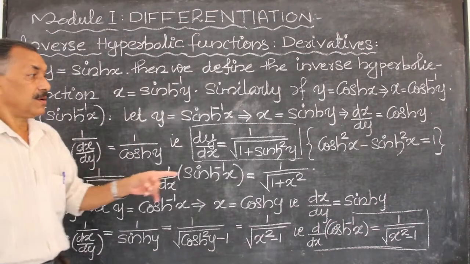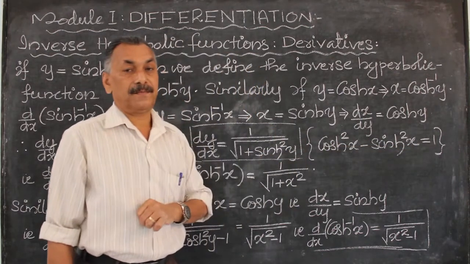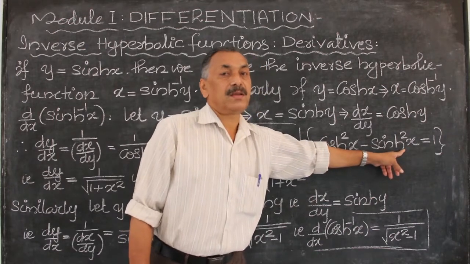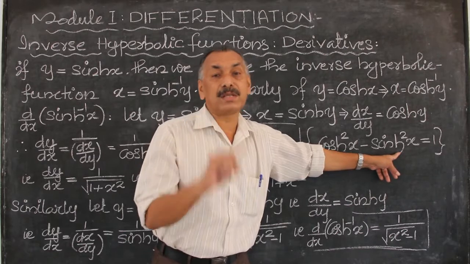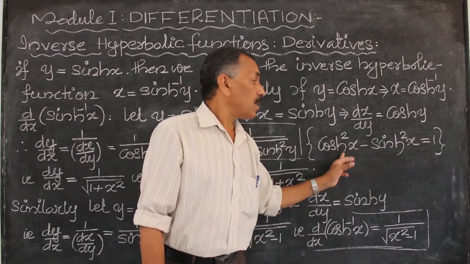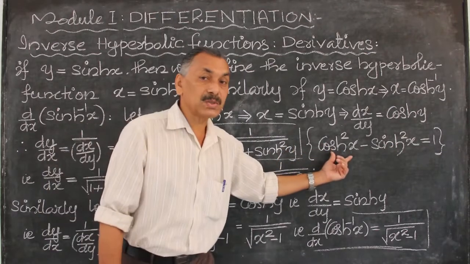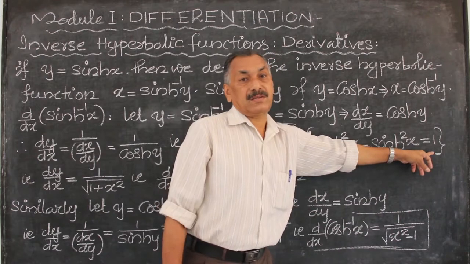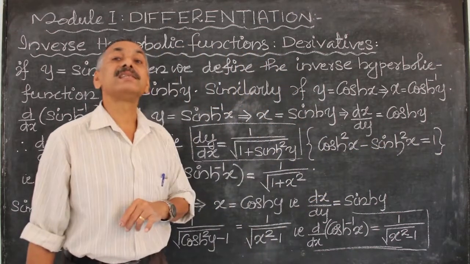Okay? We know the value of cosh square x minus sinh square x is 1. Cosh square x minus sinh square x is equal to 1. In the case of trigonometric functions, we have cos square theta plus sin square theta is equal to 1. Here, cosh square x minus sinh square x is equal to 1. And what is cosh square x? 1 plus sinh square x. That is, cosh x is root of 1 plus sinh square x.